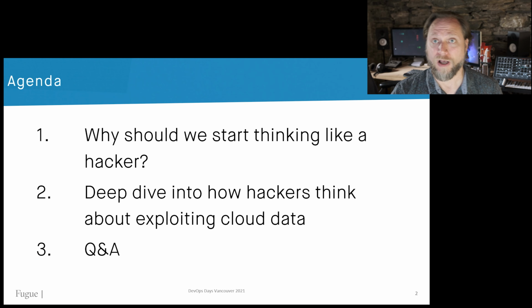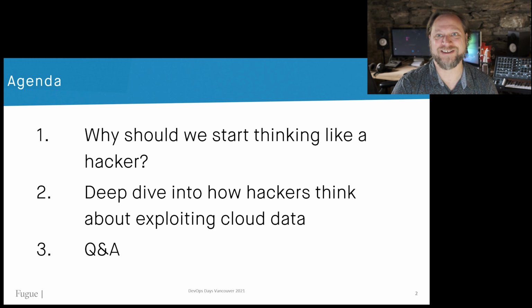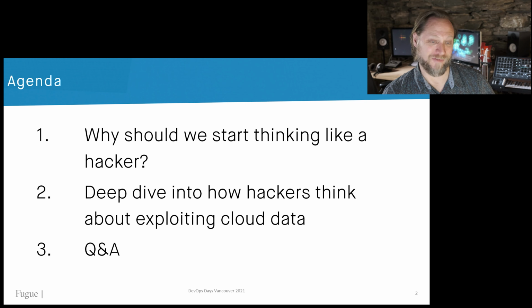All right. This is the whole agenda. Why we should start thinking like a hacker. So a little bit of background on why this is important and how it's useful. Then we're going to go into a deep dive. We've only got 30 minutes today, so it won't be as deep a dive as I sometimes do, but it'll be deep enough, I think. If you're not super technical, don't worry about it. We're going to explain things very, very thoroughly, I hope. If you are technical, we're going to get a little technical too. We're just going to explain them as we go.